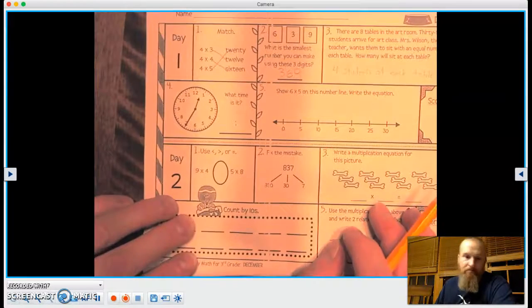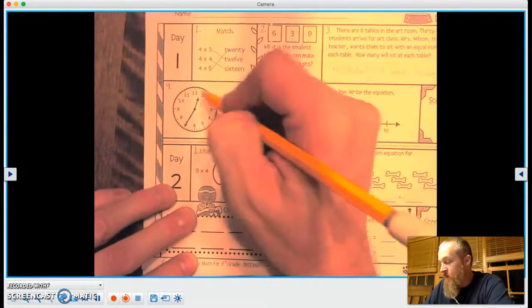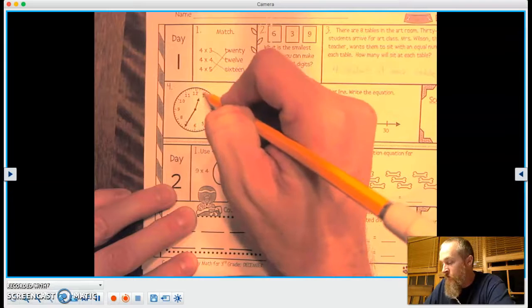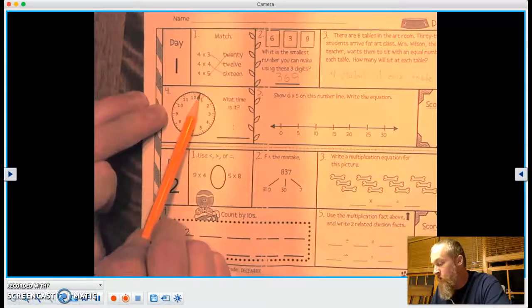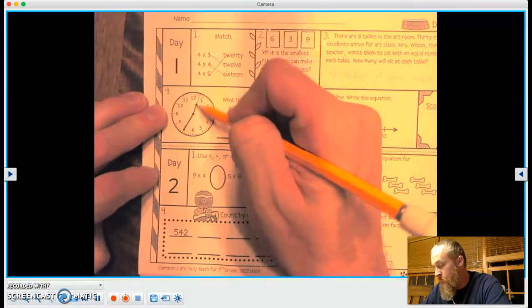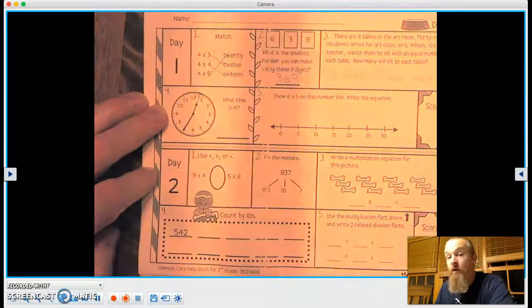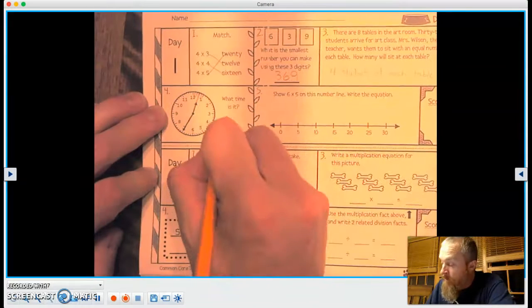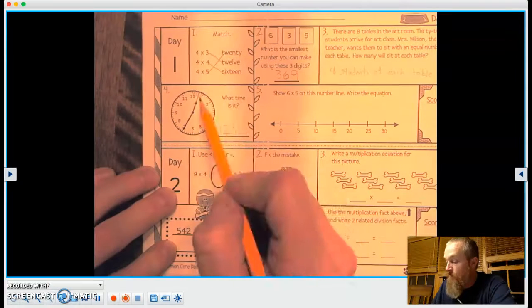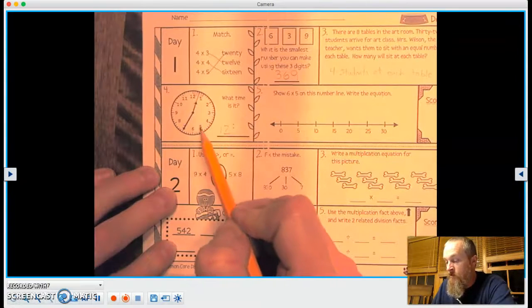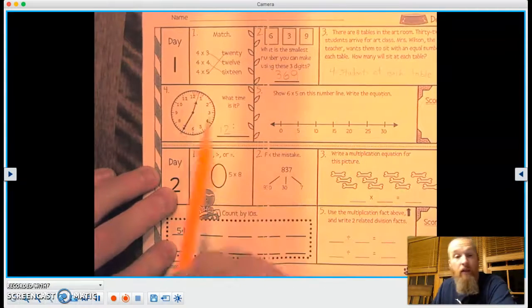Okay, what time is it? I see that it is between the 12 and the 1, but it's not quite at the 1, is it? If I continue that off, it's going to be 12 something. So there's our 12 something. And then we can count by 5s. 5, 10, 15, 20, 25, 30, 35.